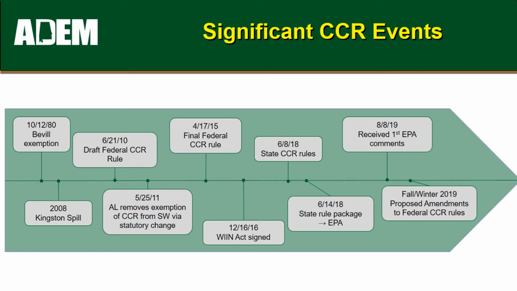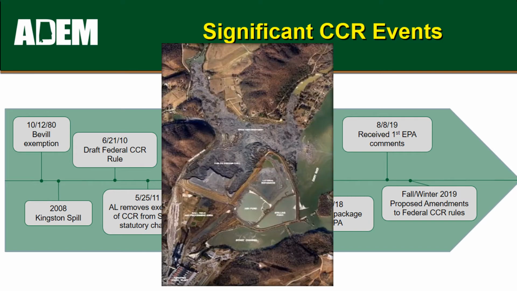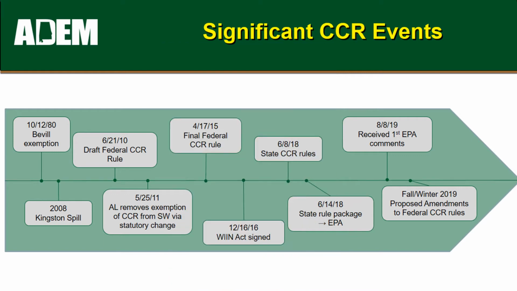In 2008, there was a release of CCR material in Kingston, Tennessee due to a breach of the impoundment dike. As a result, millions of gallons of coal ash was released into the environment. Here is an aerial image taken after the spill. You can see where the dike failed and the CCR material was released. There was no loss of life, but there were millions of dollars of loss of property. This brought the question of how to manage CCR material to the forefront.